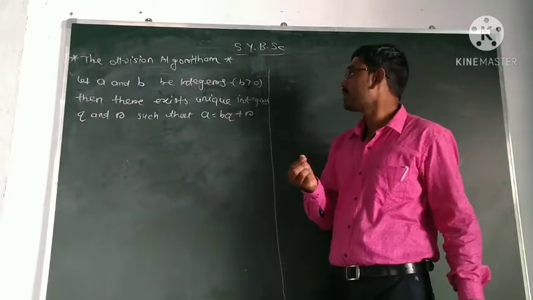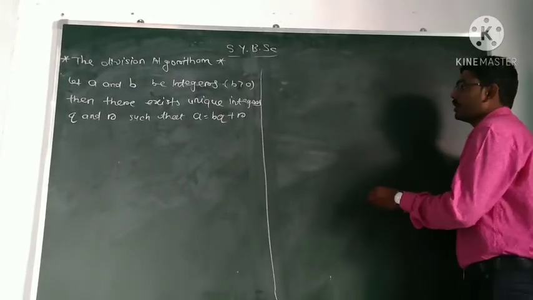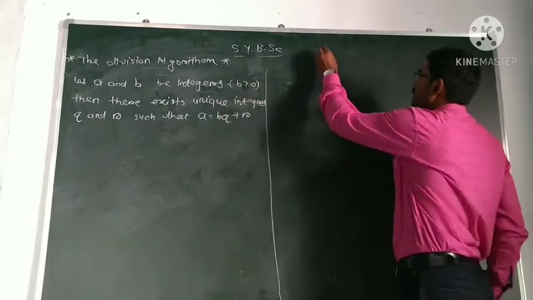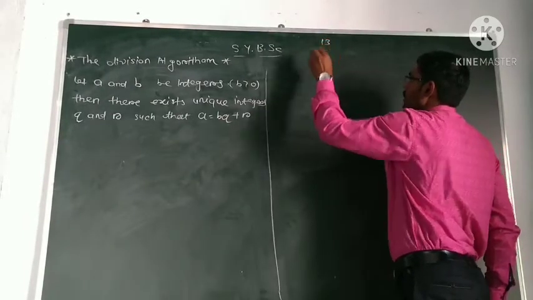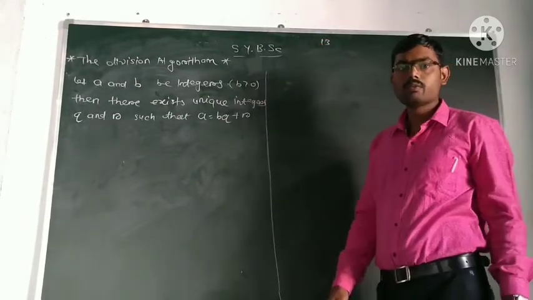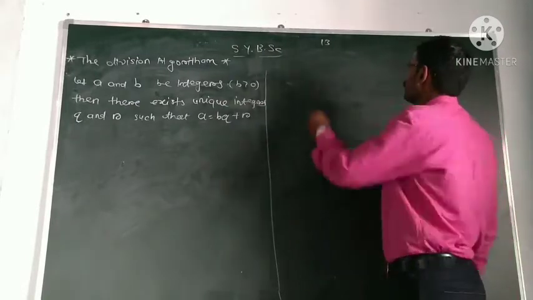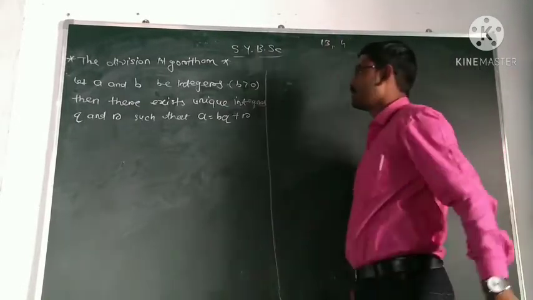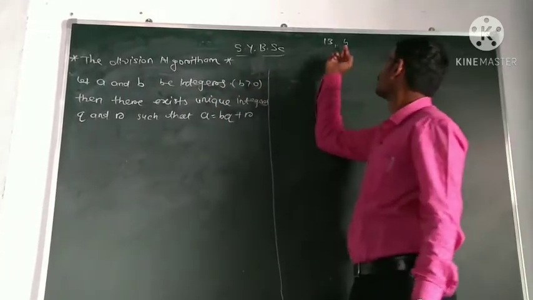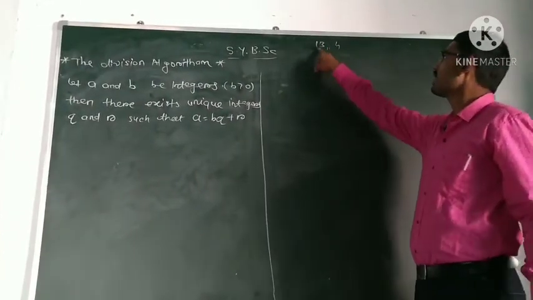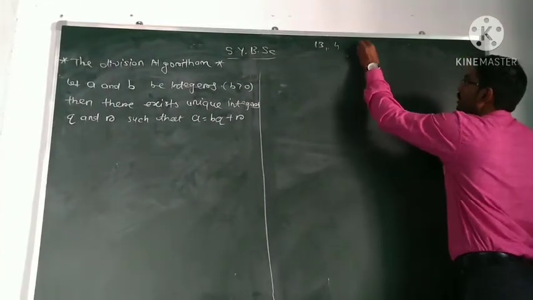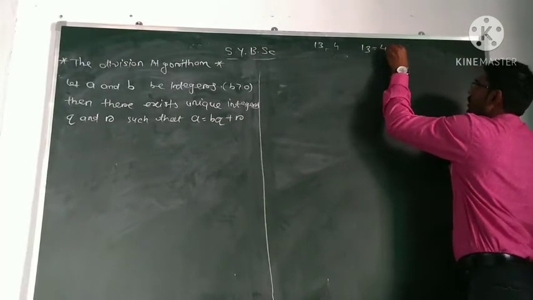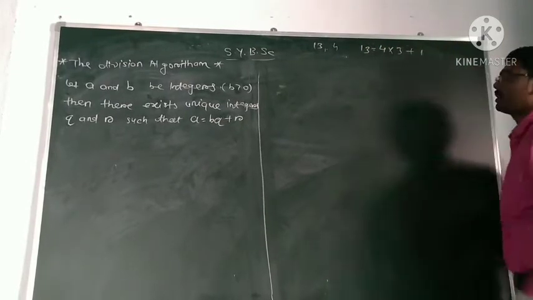I will give a small example. Suppose there are two integers, one is 13 and another is say 4. So 13 and 4 are two integers, a and b, where b is positive, where 4 is positive. Now divide 13 by 4. So we can write 13 is equal to 4 into 3 plus 1.